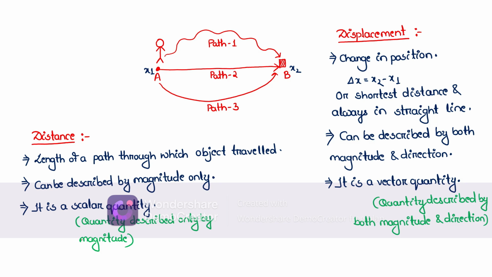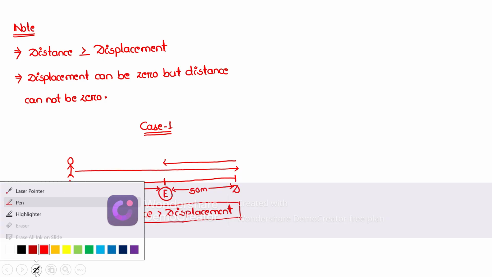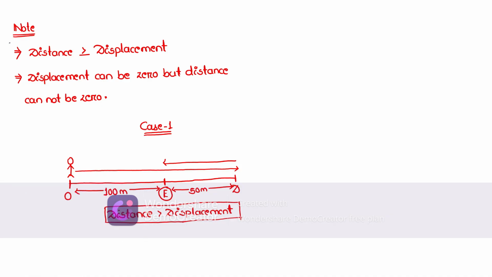Yes, in the last class we discussed till this slide. So now we will see what results we found from the definitions of distance and displacement. Here are some notes you should remember. Distance is always greater than or equal to displacement. Displacement can be 0, but distance cannot be 0. So let's discuss those notes in cases.